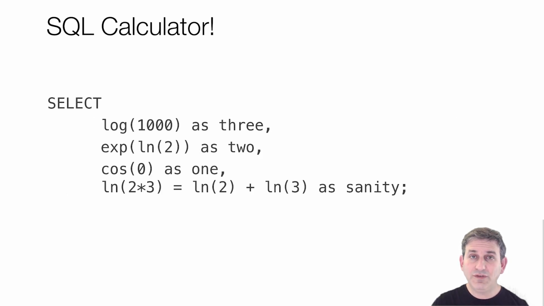And in fact, you can use SQL just as a calculator. Here's a query that's perfectly legal. It doesn't have a from clause. And what it's going to do is return a single row. When there's no from clause, it just returns a single row with all of the expressions in the select list.